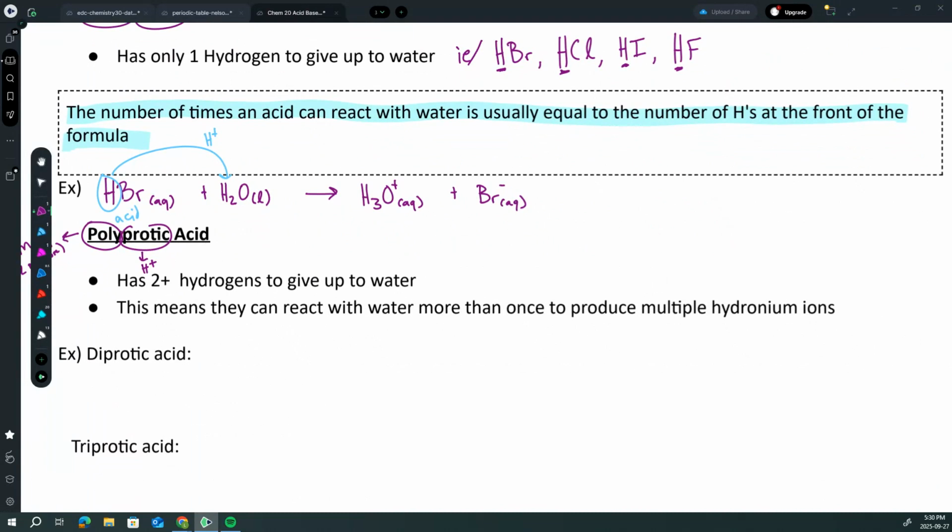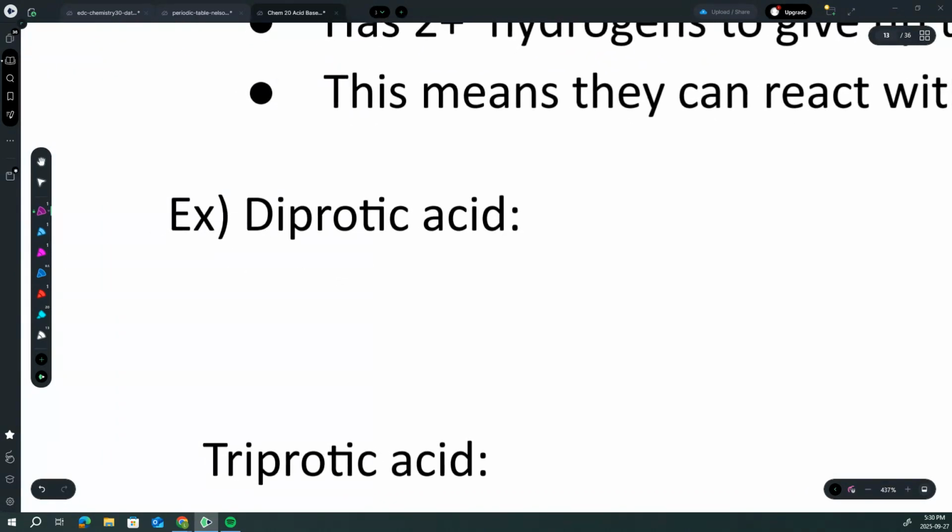Again, going back to the earlier statement, how many reactions you need to write for acids is going to be related to how many hydrogens you have at the front of the formula. For a diprotic acid, di just means two. So this is saying that we're going to deal with an acid that has two protons, or H plus, to give A for away to water.